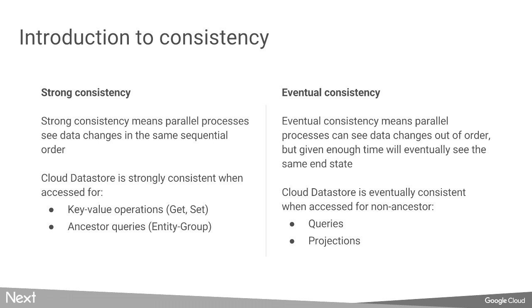There is one caveat to that, and that's if you're doing a thing that we call an ancestor query, that is also strongly consistent. And ancestor queries are when you're querying within one of those single hierarchies, those single entity groups. So if you co-locate your data, we can guarantee a strongly consistent query in that particular case.